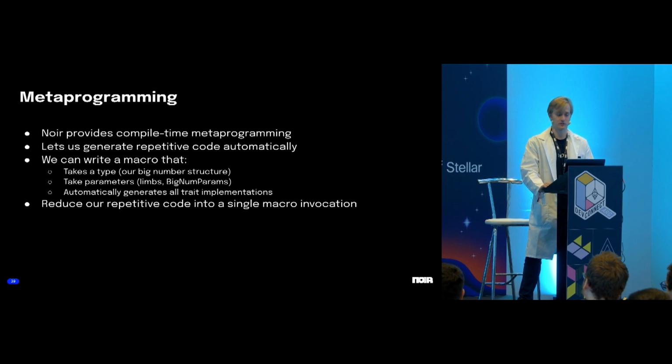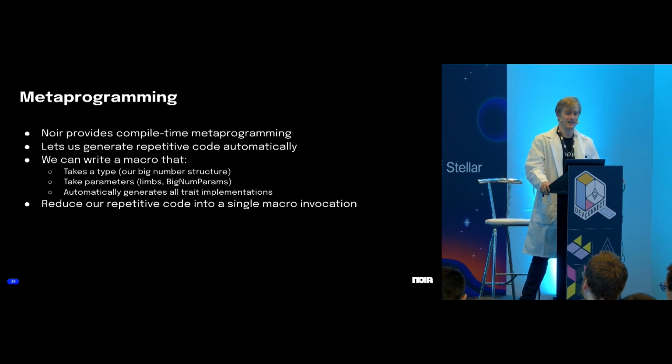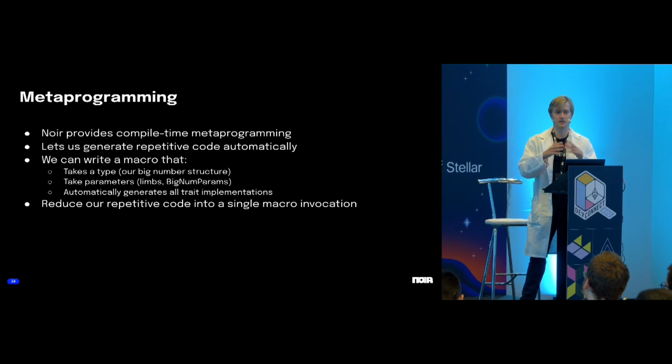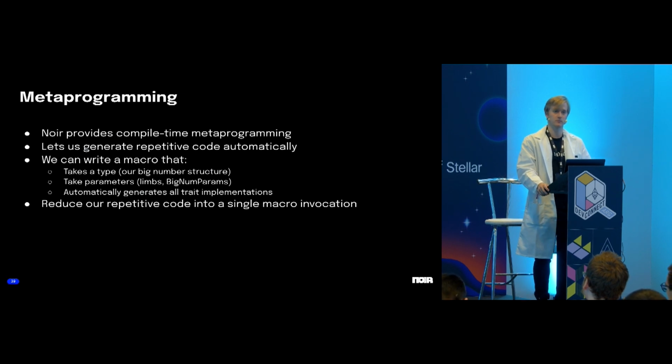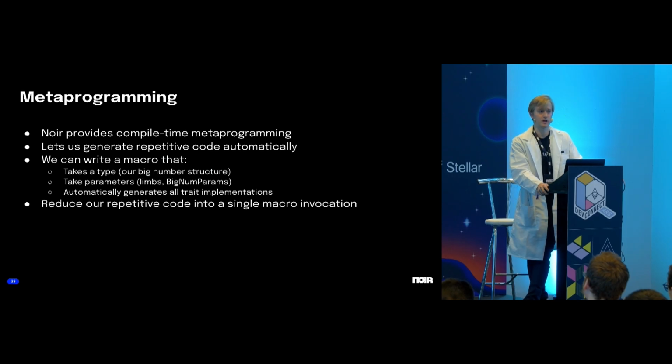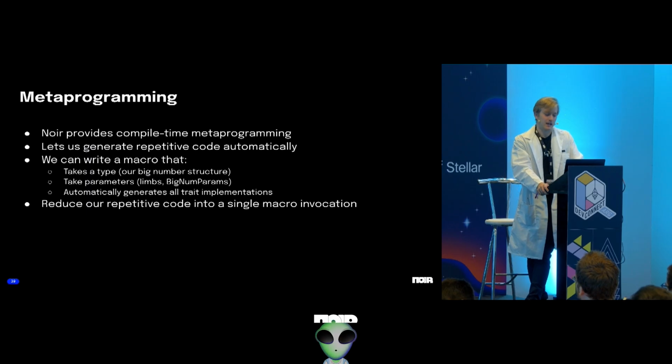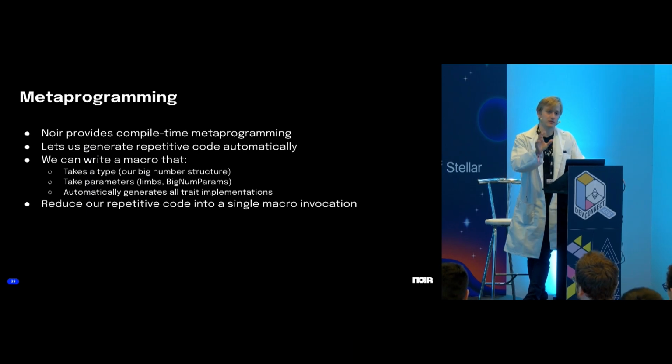Noir supports compile time metaprogramming to make this a lot easier. It lets us generate repetitive code in Noir, so we can write Noir code in Noir, and we want to be able to make a macro that can take a type. So our structure, FQ or FR, would be our type. It accepts some parameters like the number of limbs or the actual big number parameters. And then we should automatically generate basically everything. And we want to then be able to specify a big number with just a single call to a macro.